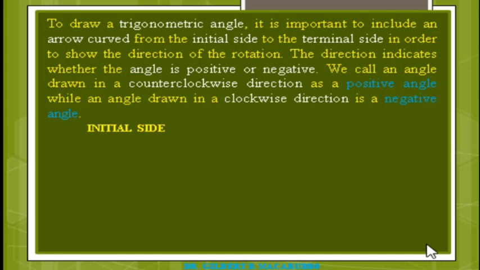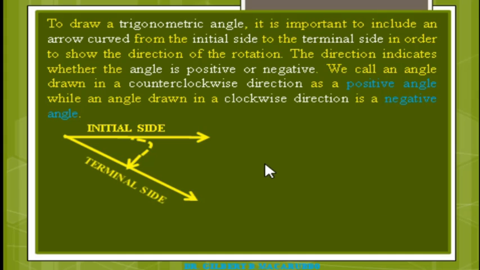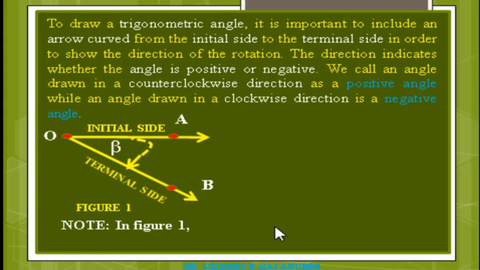Consider the figure here below. We have the initial side to its terminal side. As you can see, the direction is a clockwise direction. So this is actually a negative angle. As you can see in figure 1, take note, angle beta is a negative angle.